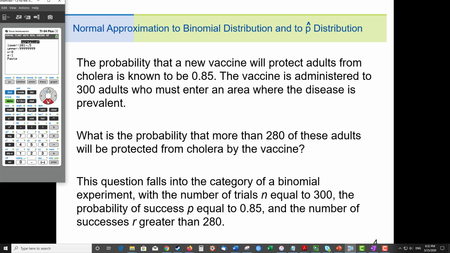So mu, again, mu is n times p. N is 300. P is 0.85. And then sigma is the square root of n times p times q. Remember, q is always going to be 1 minus p. So if p is 0.85, q is going to be 0.15.